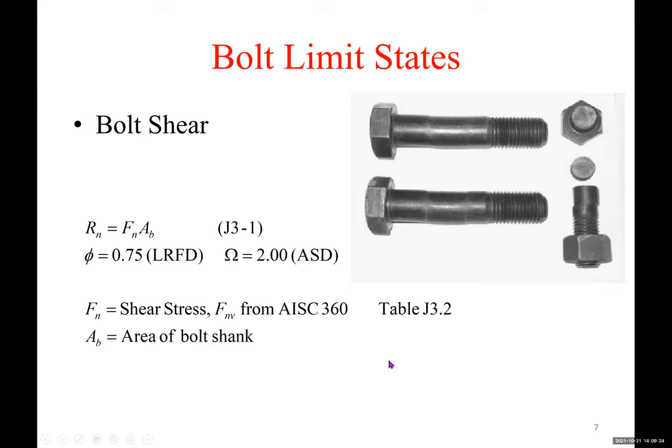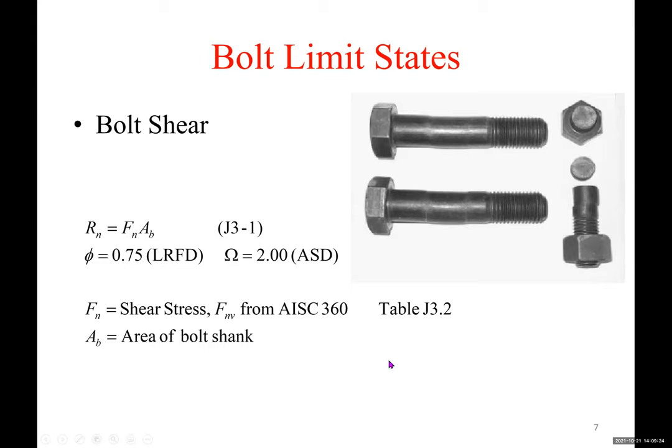The minimum spacing and edge distance. So section J3.3 gives the minimum spacing as 2 2/3 times the bolt diameter. The preferred is 3D, and the edge distance is half of that, so S divided by 2. So typically we use 3 inch for S and 1.5 inch for E. And of course, this is assuming that the bolt diameter is 1 inch or less. If it's more, then we have to be careful about the minimum required.